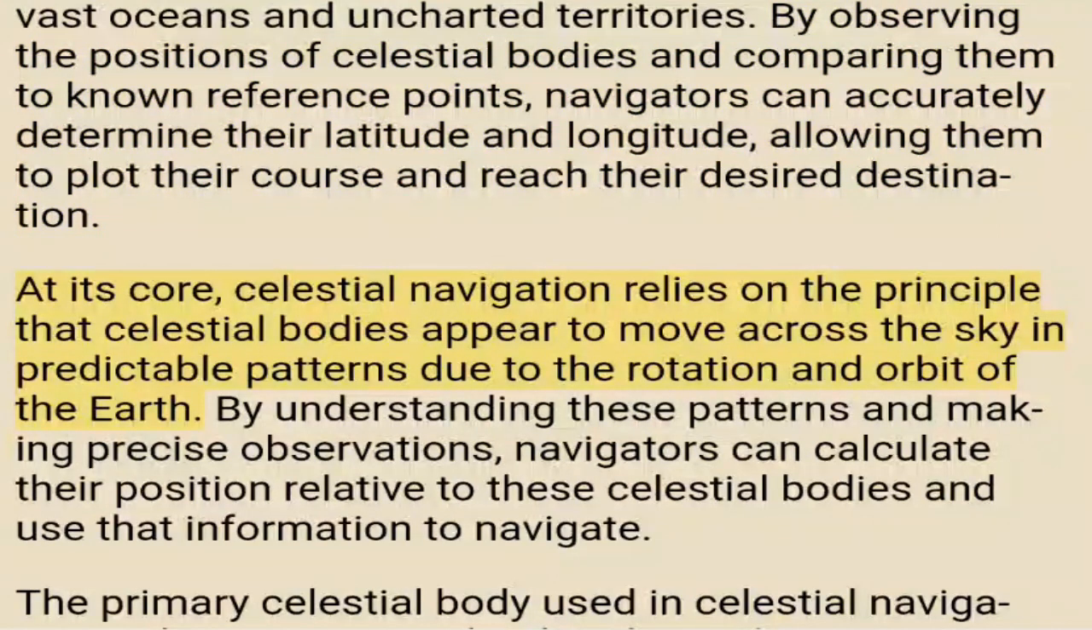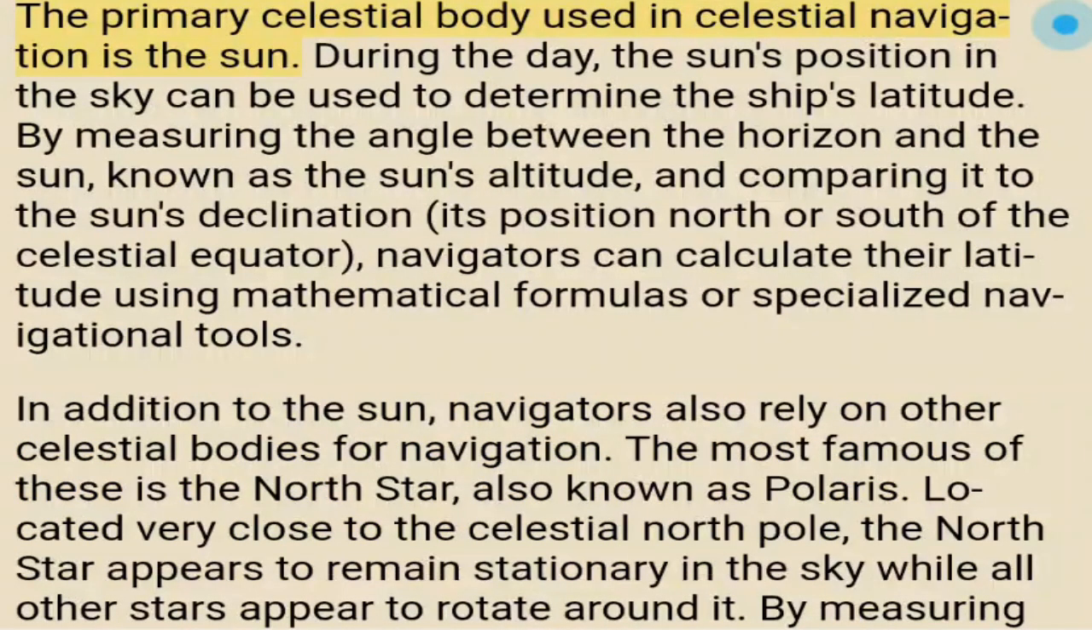At its core, celestial navigation relies on the principle that celestial bodies appear to move across the sky in predictable patterns due to the rotation and orbit of the Earth. By understanding these patterns and making precise observations, navigators can calculate their position relative to these celestial bodies and use that information to navigate. The primary celestial body used in celestial navigation is the Sun. During the day, the Sun's position in the sky can be used to determine the ship's latitude.